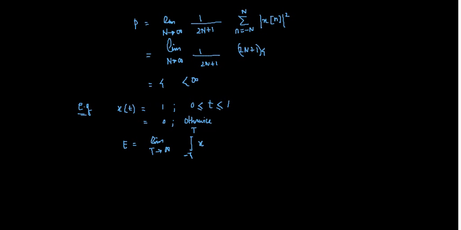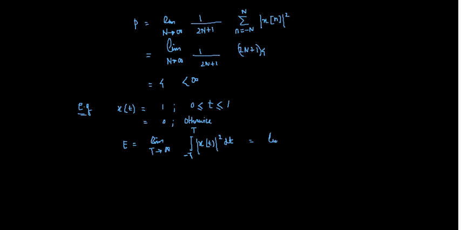x of t, don't forget the mod of that squared, dt. Tell me, what will come? Yes, we need to separate the integral, right? Just because it's 0 on the left hand side, it doesn't matter, right? It will be 0. So I'll consider only the integration from 0 to T, or 0 to 1 to be specific.